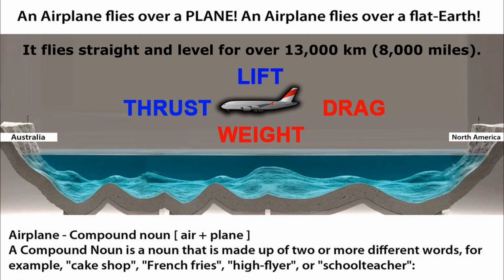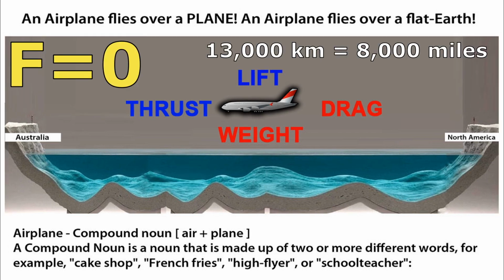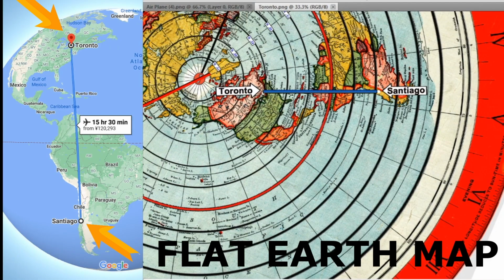So we just saw there the mechanics of the airplane, how it was designed to overcome the so-called gravity, or the weight of the plane. The plane flies straight and level over a flat surface. There is no need for adjustment for any curvature, because there is no curvature to be adjusted for. An airplane flies straight and level over a flat, non-rotating Earth. That's not difficult to understand, and as he says, the airplane can fly over 13,000 kilometers or 8,000 miles without stopping. Incredible, isn't it? Now let's look at a few examples on the globe and on the flat Earth map.